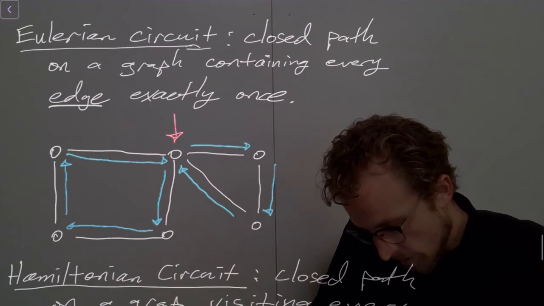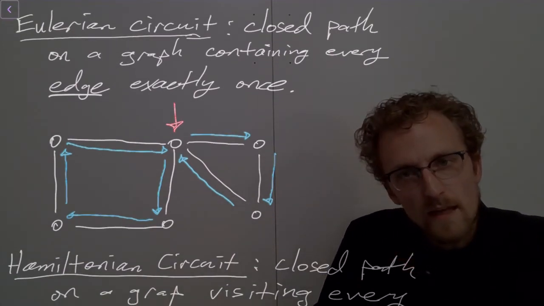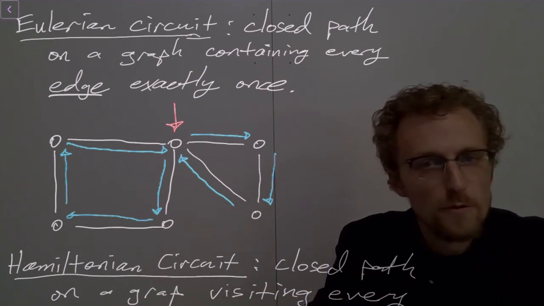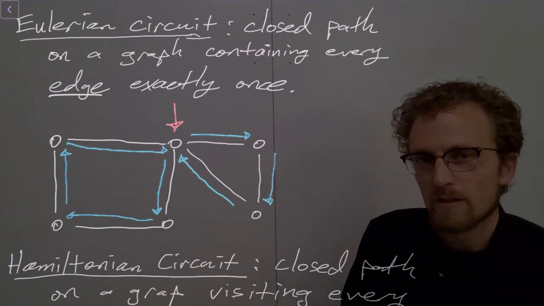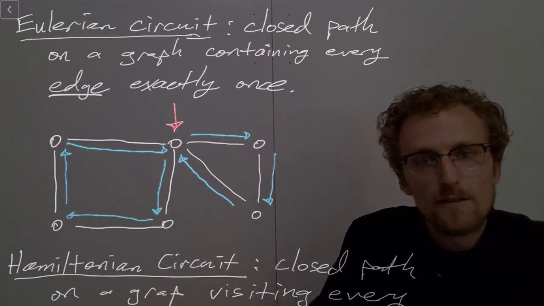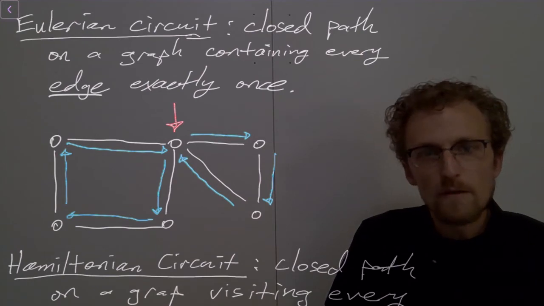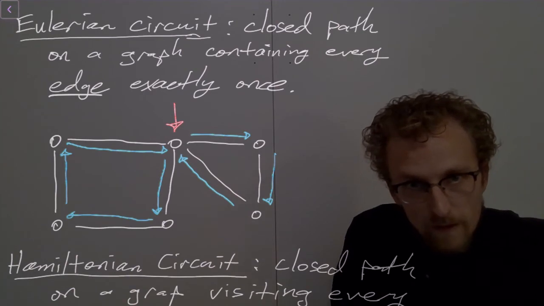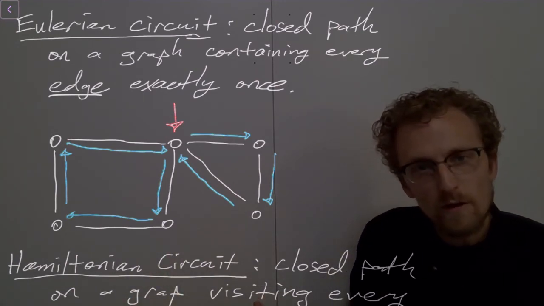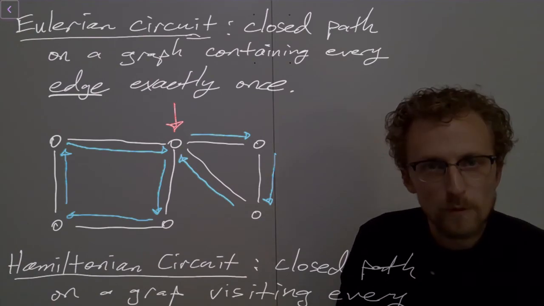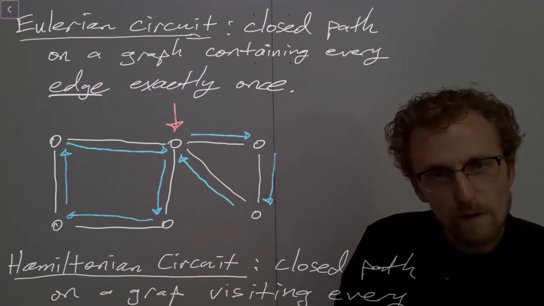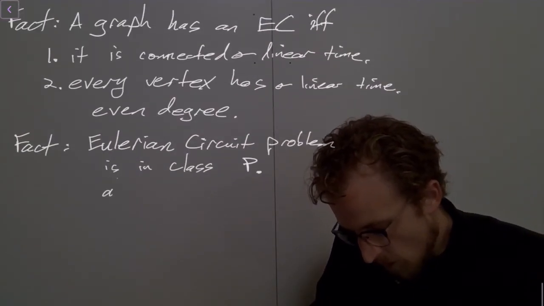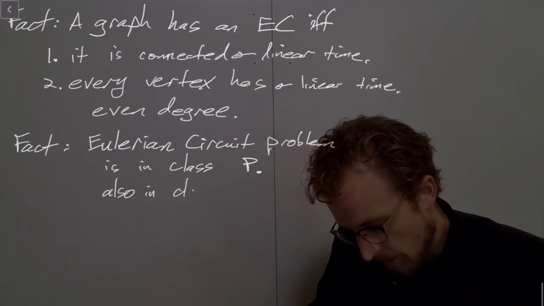Alternatively, we can say the Eulerian circuit problem is in class NP because if I give you an Eulerian circuit, or if I give you a closed path on the graph and say this is an Eulerian circuit, you can check to see if it's an Eulerian circuit in polynomial time, right? In fact, in linear time in the size of the representation of that path. If it's an Eulerian circuit, then it's a yes instance. If it's not, then I've lied to you about the proof. But yes instances can be verified in polynomial time. So it is in class P, also in class NP.